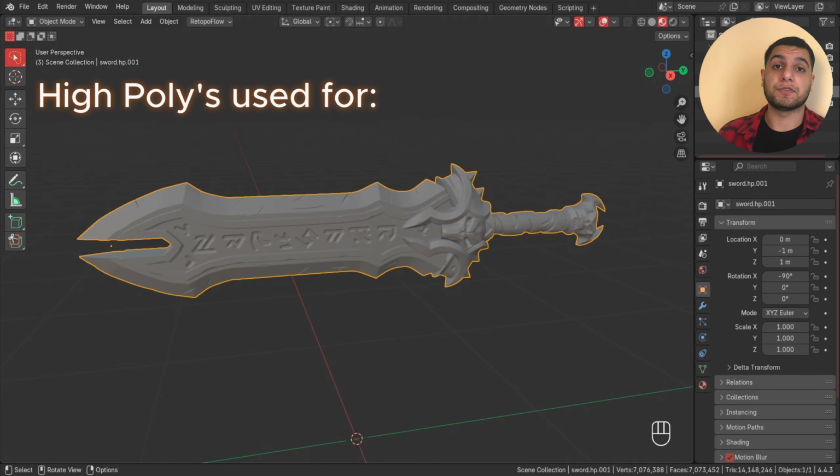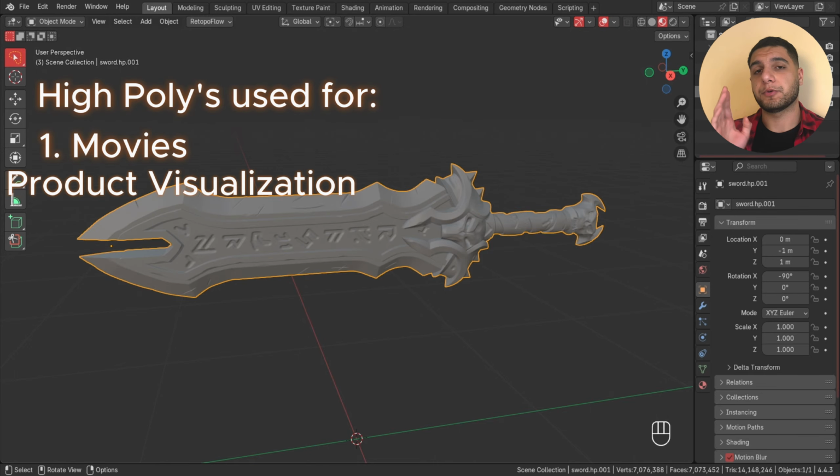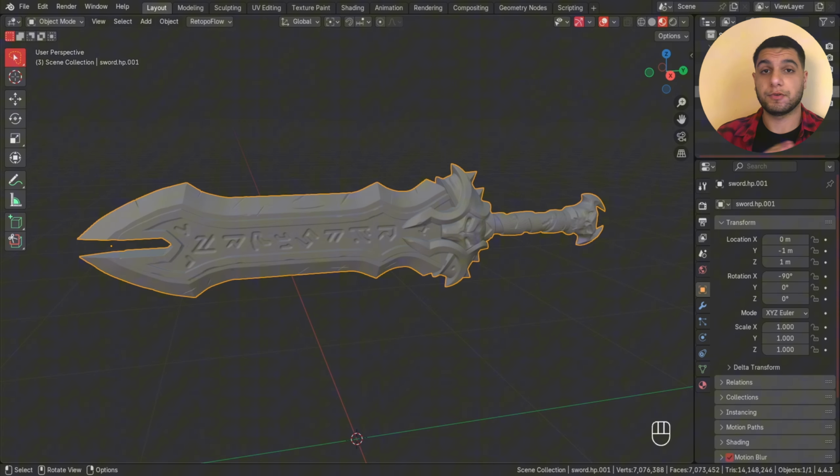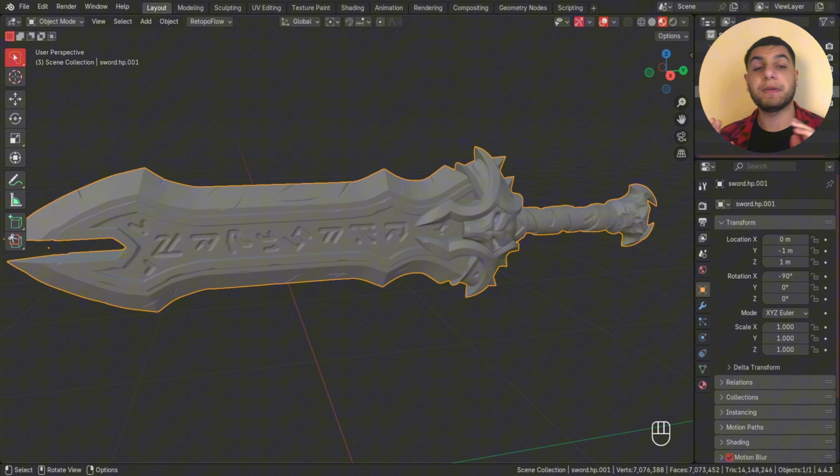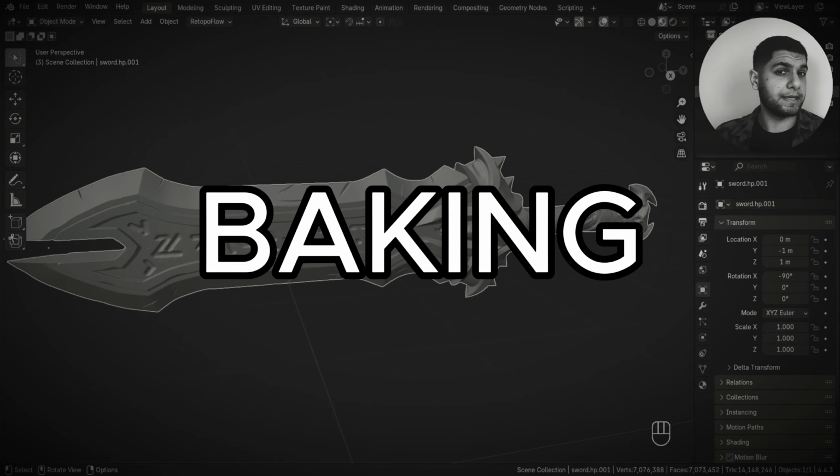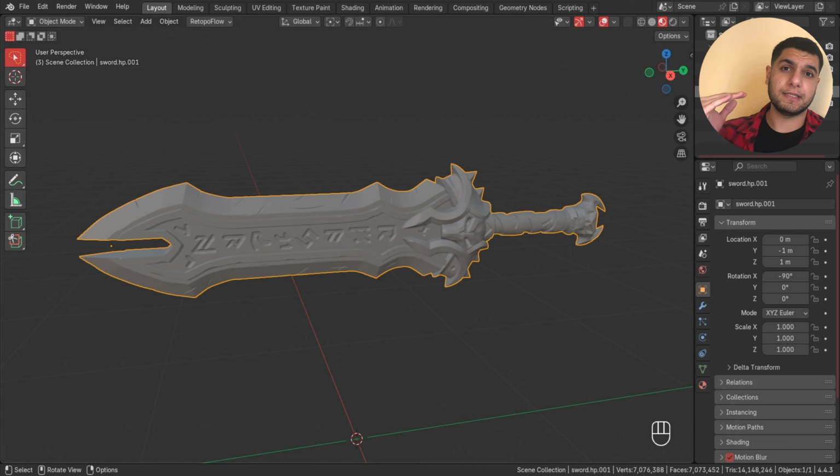Usually high polys are used for movies, for product visualization, but not for video games. In video games, they always use the low poly. You make high polys mostly with the details and then transfer that into a low poly with a thing called baking. And you might be wondering, is there a ceiling, a limit for the amount of vertices that we can put into a high poly mesh?